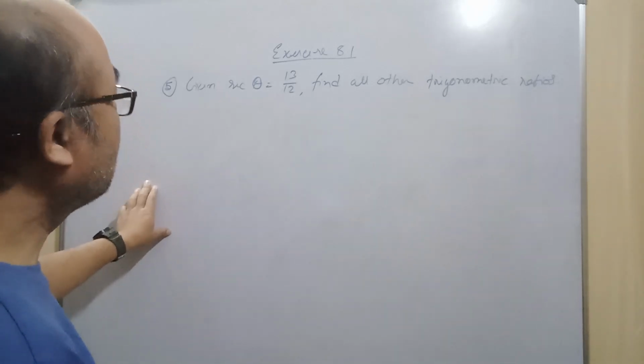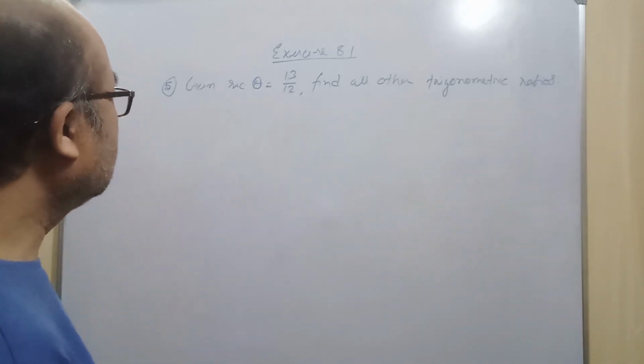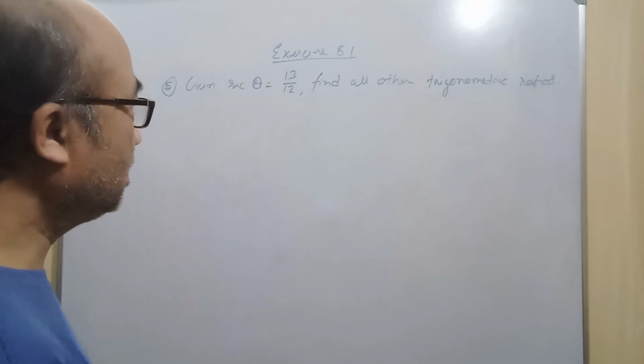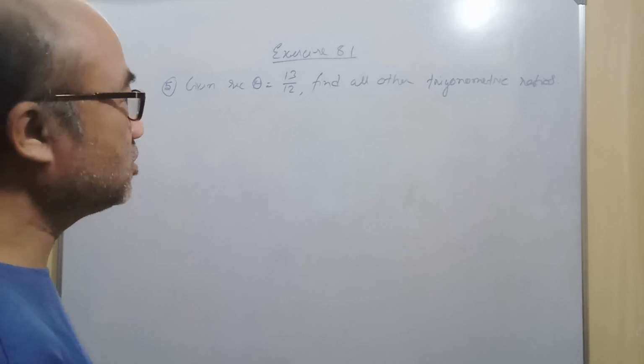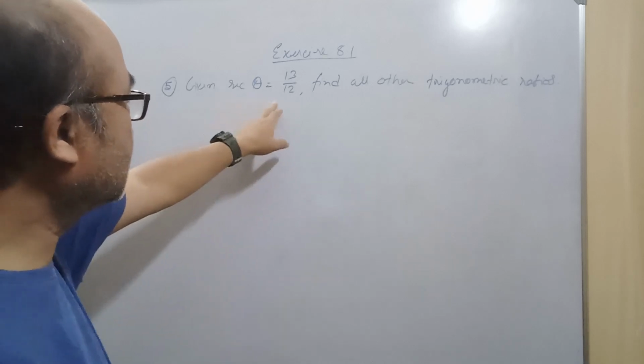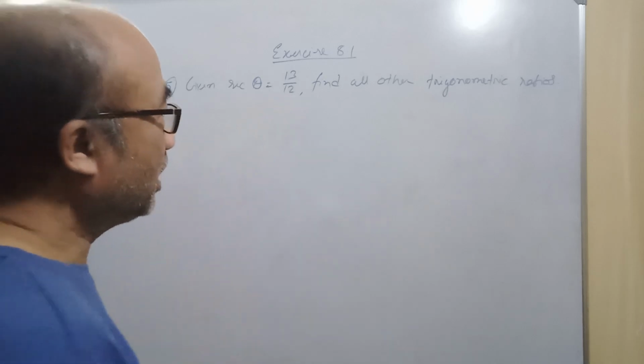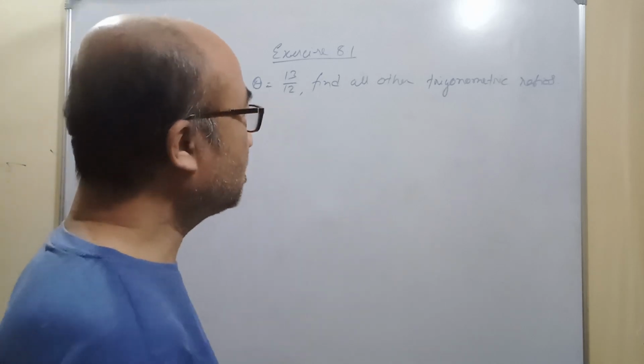Question number 5. Given sec theta is equal to 13 by 12, find all other trigonometric ratios. So sec theta is given as 13 by 12. We have to find the other trigonometric ratios.